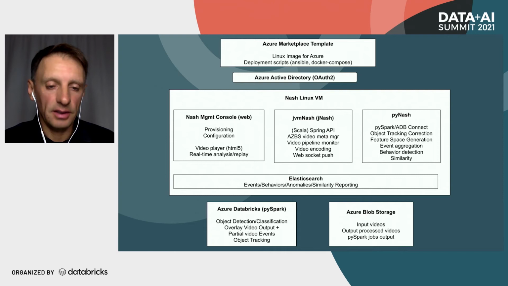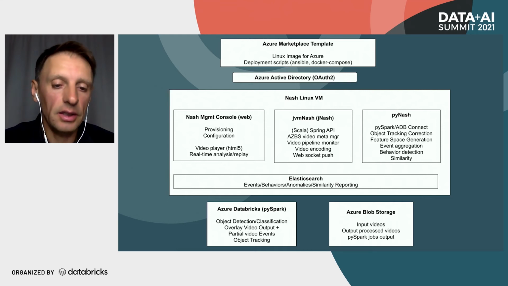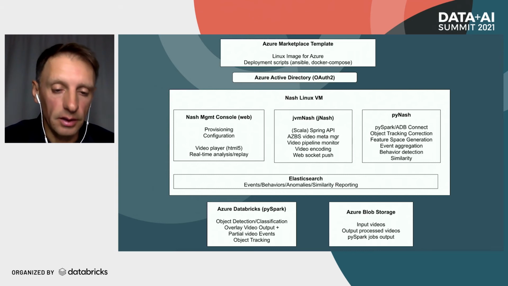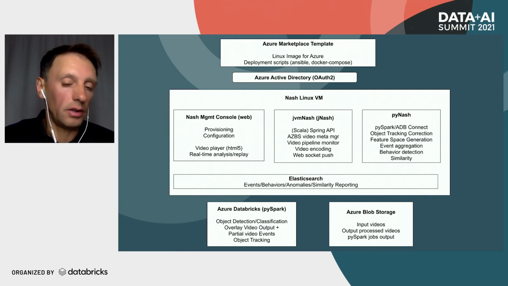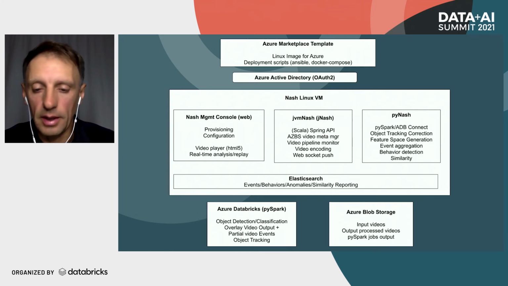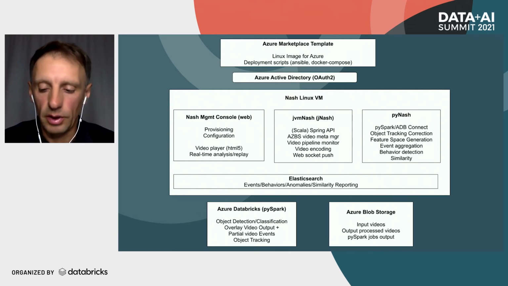And these are the external dependencies. The Azure Databricks cluster does the actual heavy lifting: the object detection and the classification, also overlaying the bounding boxes over the video segments, and doing the object tracking on those segments, right? And then blob storage, obviously, is where we pick up the videos from, and some output from the processing is also stored there. What's not in Elastic is in blob storage, right? So that's what Spark works with.